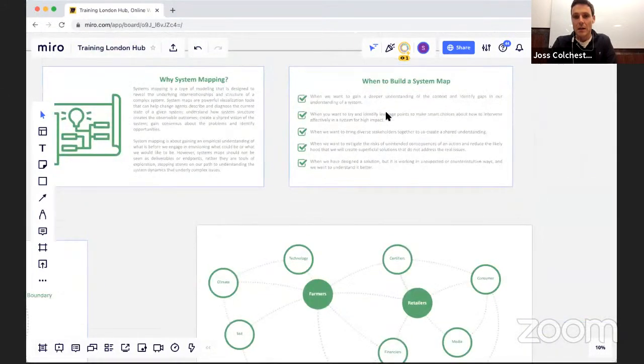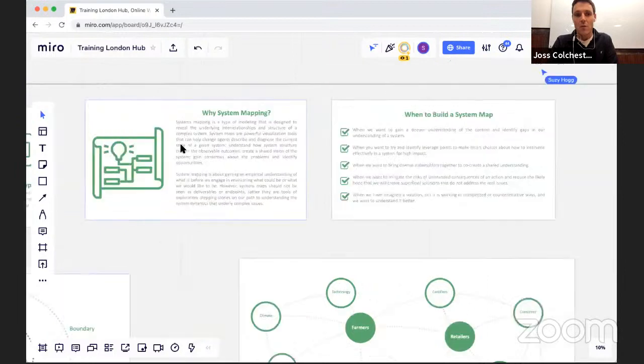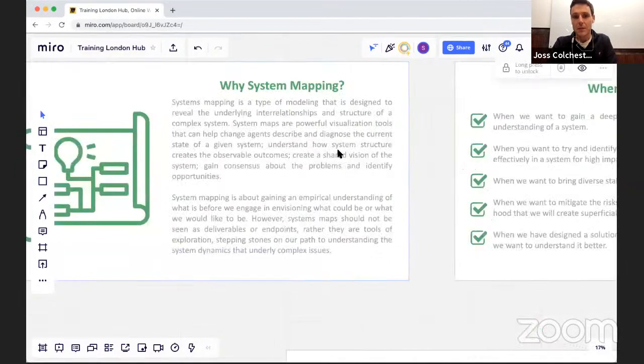And here, why do we want to build systems maps? It's a type of modeling that is designed to reveal the underlying interrelationships and structures of a complex system. Systems maps are powerful visualization tools that can help change agents describe and diagnose the current state of a given system, and understand how system structure creates the observable outcomes. It helps us to create a shared vision of the system, gain a consensus about the problems, and identify opportunities.